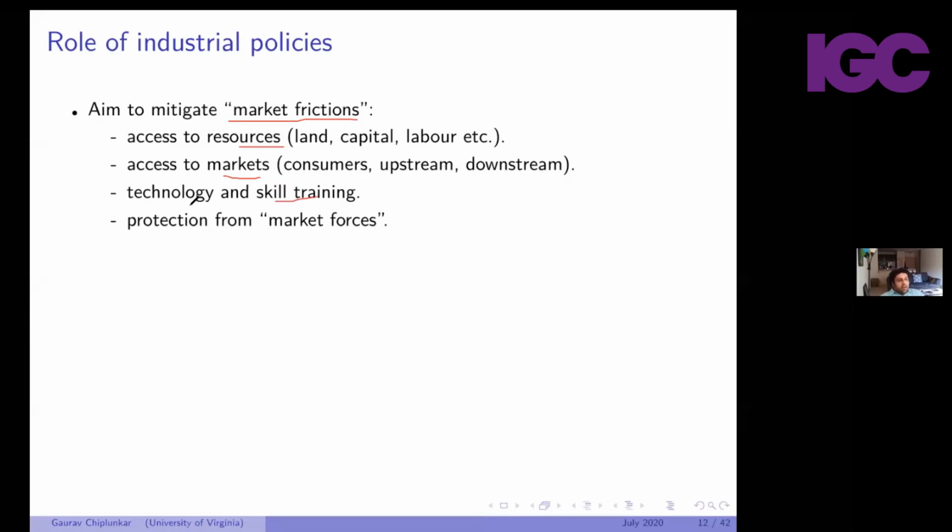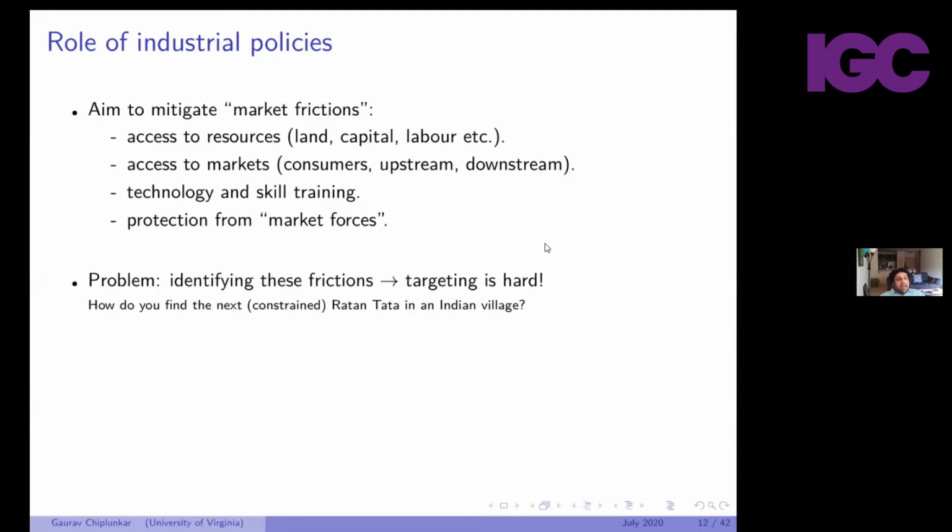It could be access to technology or skill training, or it could be the other way, which is that I need protection from market forces, right? I don't need the IKEAs of the world to come and compete with me if I'm a small furniture manufacturer. Now, what is the problem with this? The problem is everyone understands this is what is driving some of these distributions that we see. The problem is, of course, identifying these frictions.